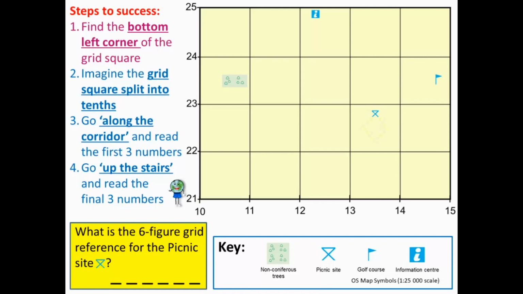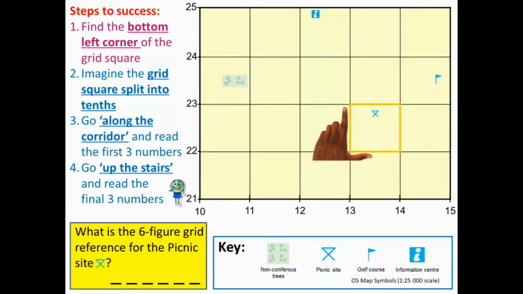So here it is. So we need to find the bottom left hand corner of the square, and a good way to do that is to make the letter L with your left hand and put it on the grid square like this. And that identifies the corner that is the bottom left corner of the grid square.